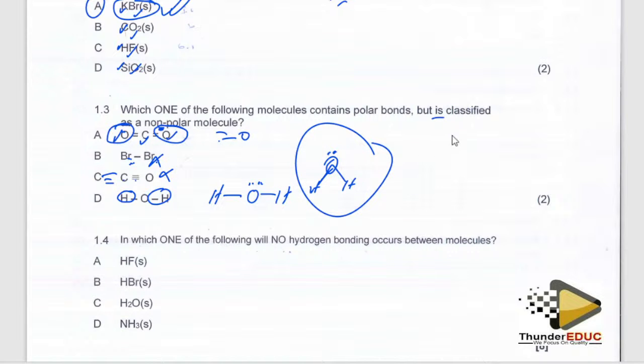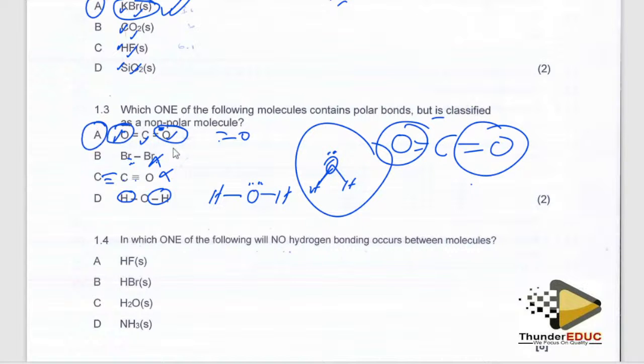Hence, the answer becomes this one, which is linear. So this force this side and this force this side is the same. Therefore, the bonds are polar, but the whole structure, because of the net 0 electronegativity, is non-polar. Then the answer becomes A. So the 2 marks are supposed to be there.